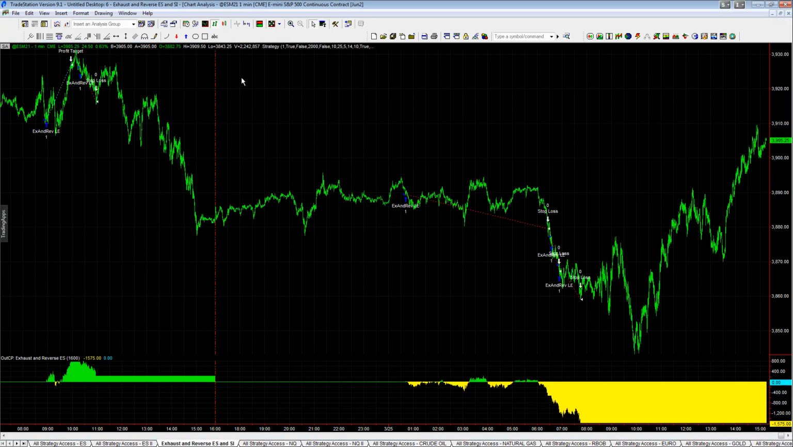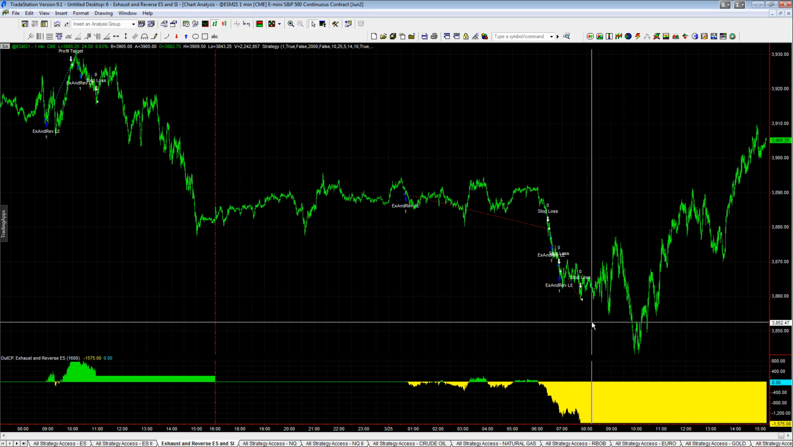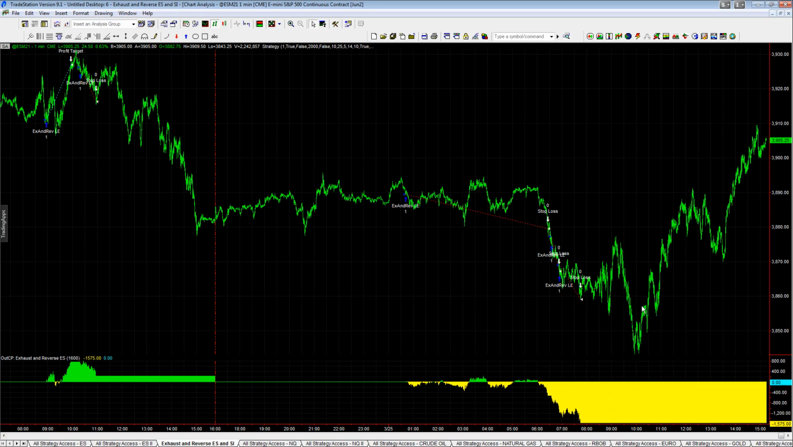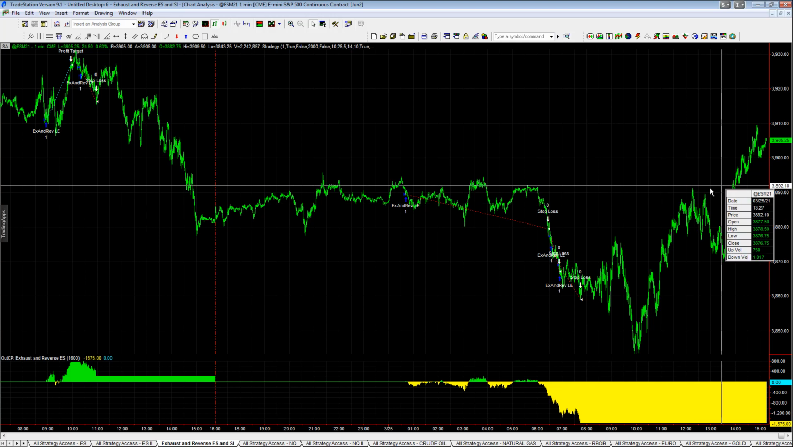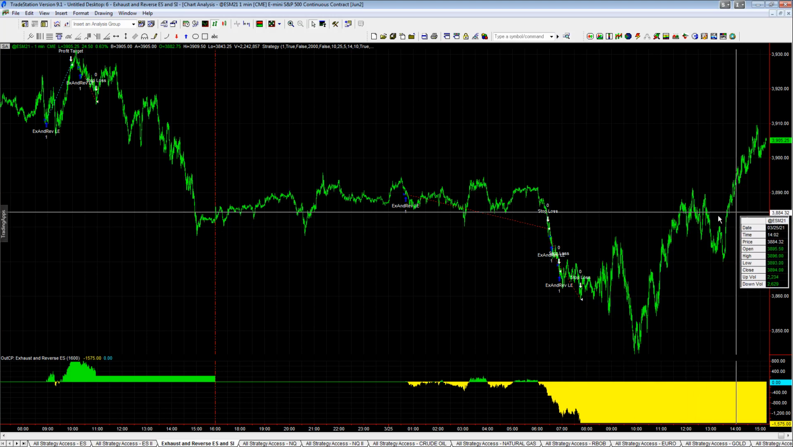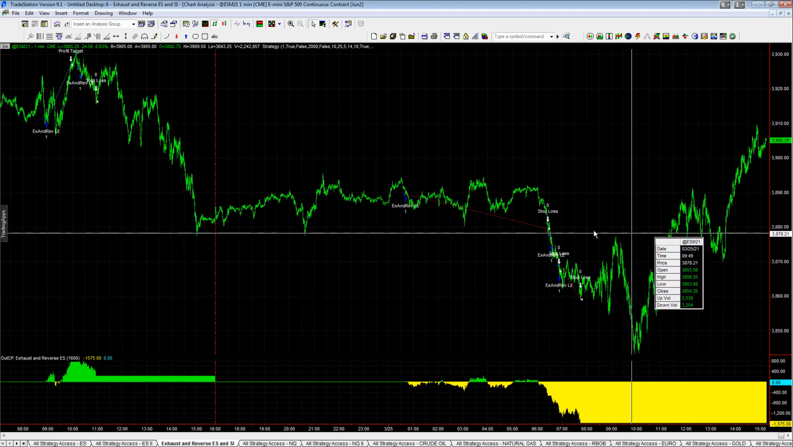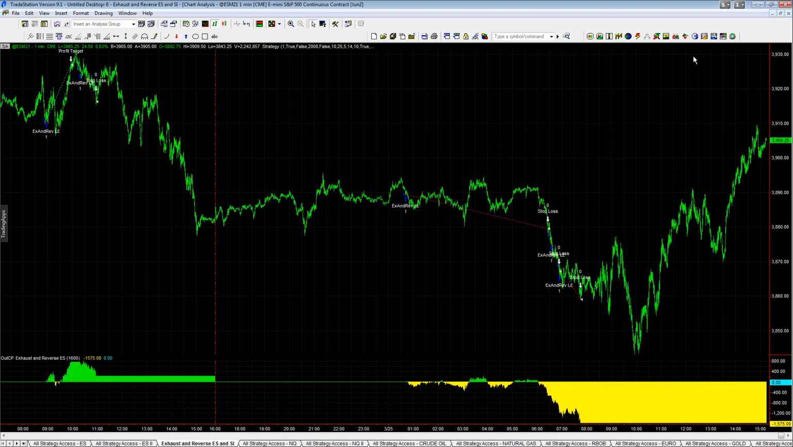Once again, started at night, got stopped out here. And so one of the potential changes is to trade this early in the day, you know, first part of the day session. Maybe have to test that though.